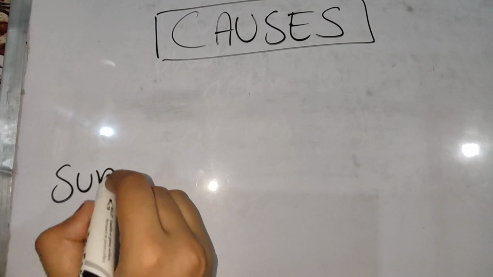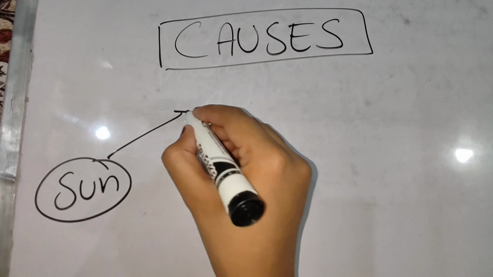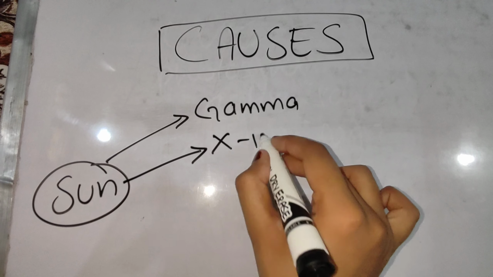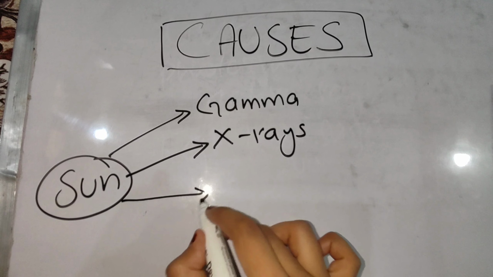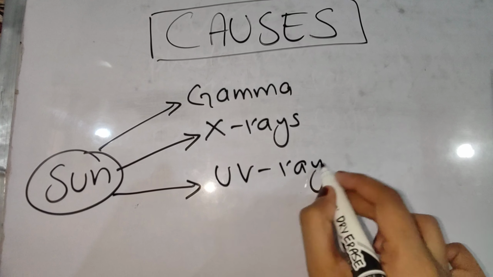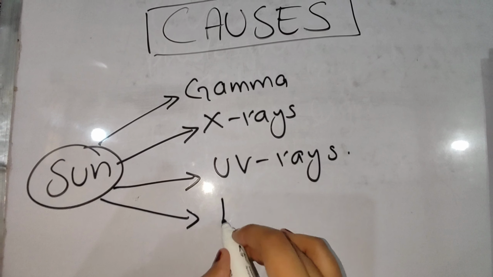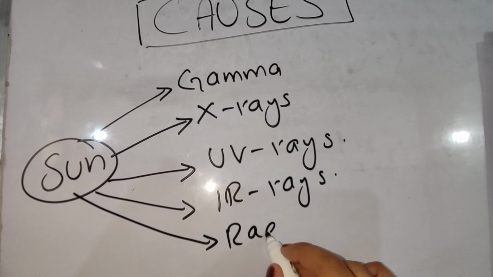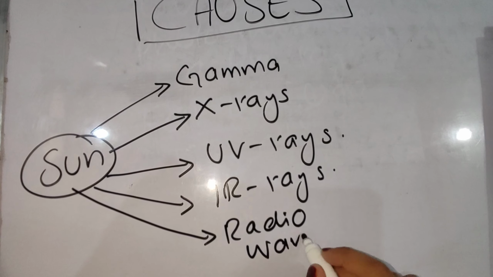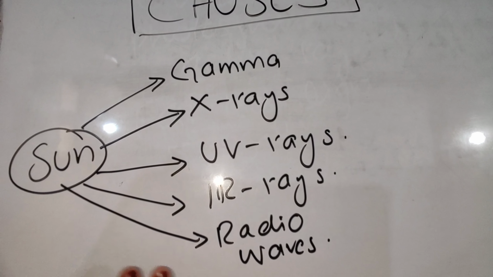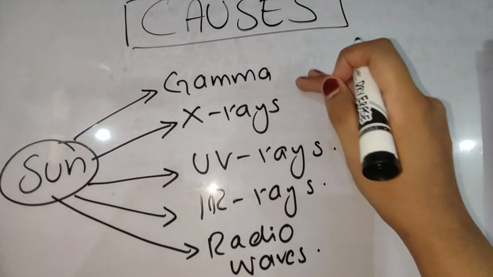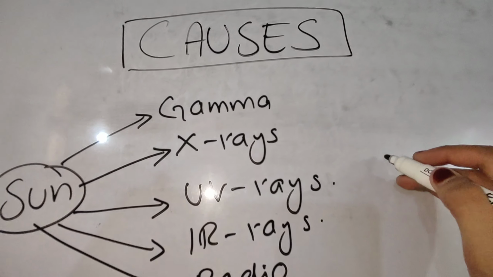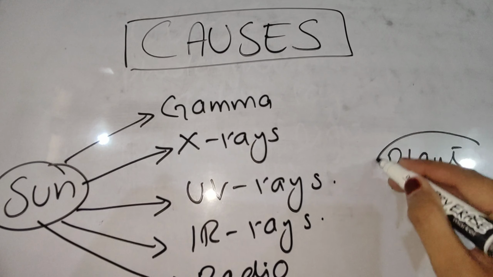Main cause is sun. Sun emits gamma rays. Sun also emits X-rays, UV rays, infrared rays, and also radio waves. Radio waves are also produced on earth, but sun is the primary factor that produces radio waves. Okay, so sun produces these kinds of rays, these kinds of waves, and they affect plant life.